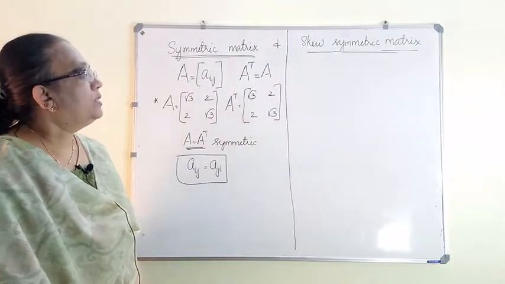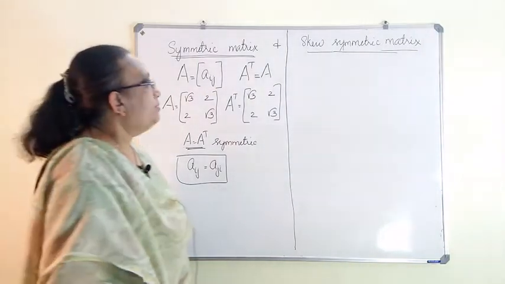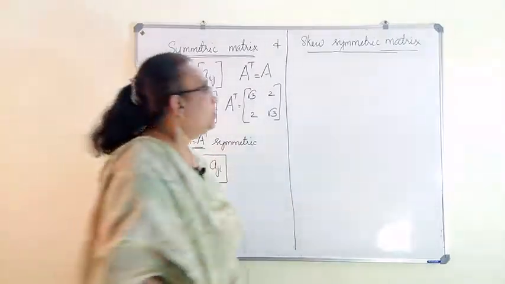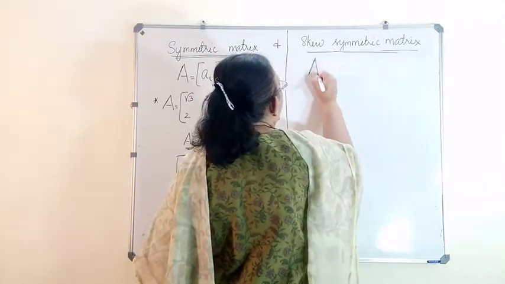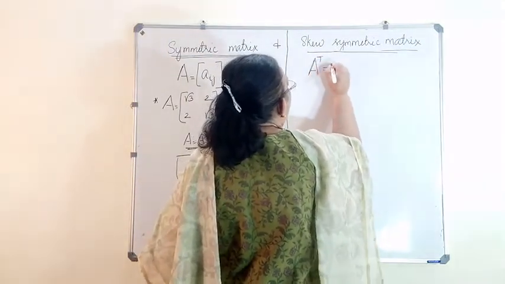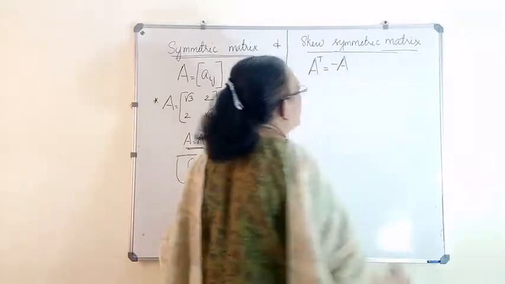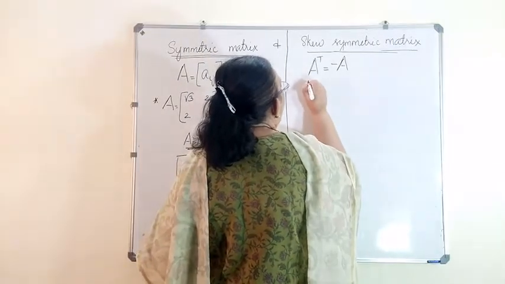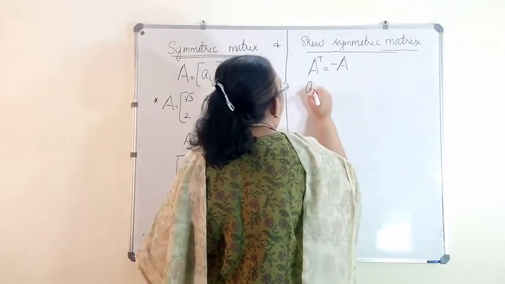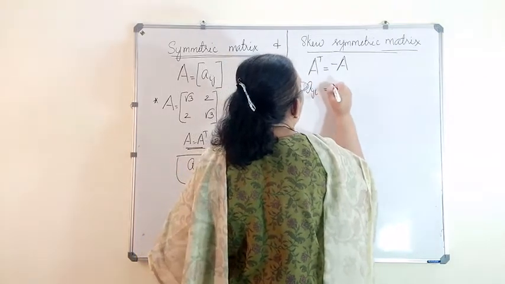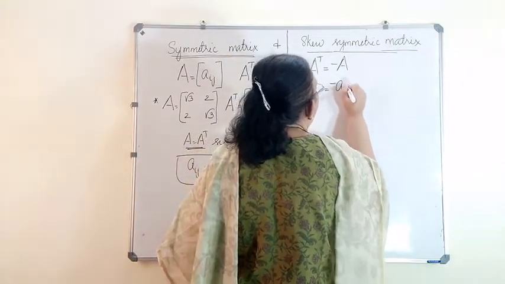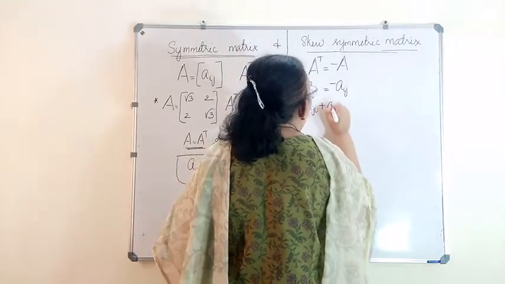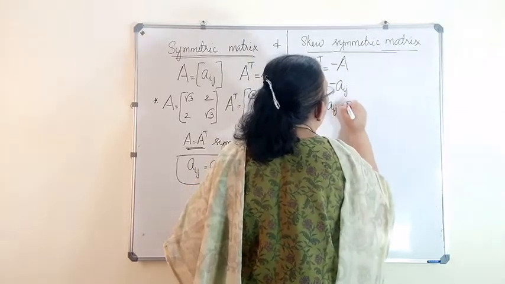Now we come to the skew symmetric matrix. What is meant by a skew symmetric matrix? Similarly, a square matrix A is said to be skew symmetric if A transpose is equal to minus A. That is, for the general element, Aji is equal to minus Aij, or Aji plus Aij is equal to 0.